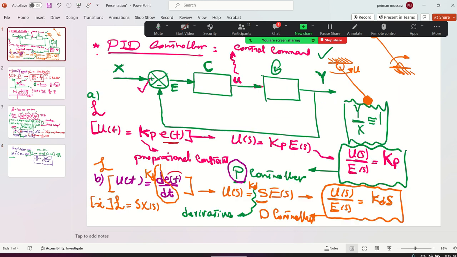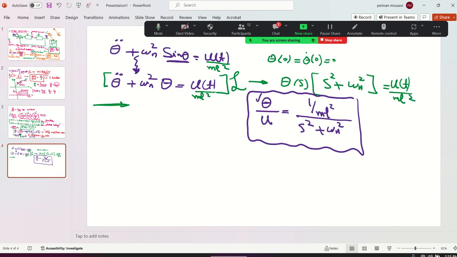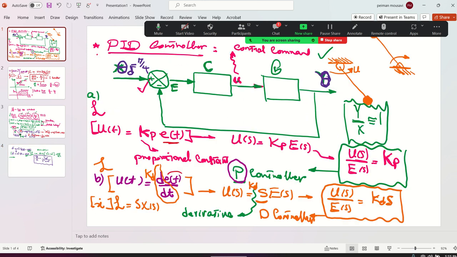Now I'm going to take it back here. Here we go. So here is the theta output. This is the desirable input, the desirable angle that I want to keep. Say for the pendulum, I want to keep it at 45 degrees, pi over 4. And this is the real output. This is theta over u, over the control command u. Theta over u is 1 over ml squared divided by s squared plus omega n squared. This is the open loop transfer function. See? Theta over u. You got it, everybody?